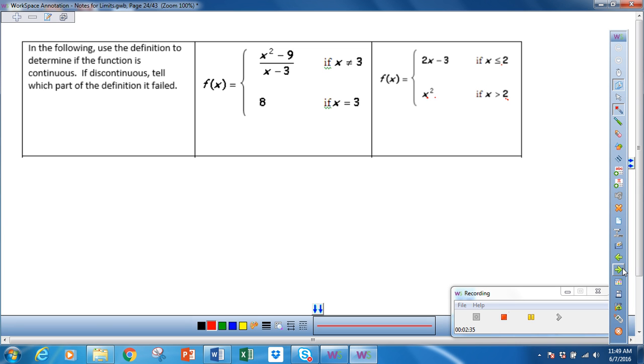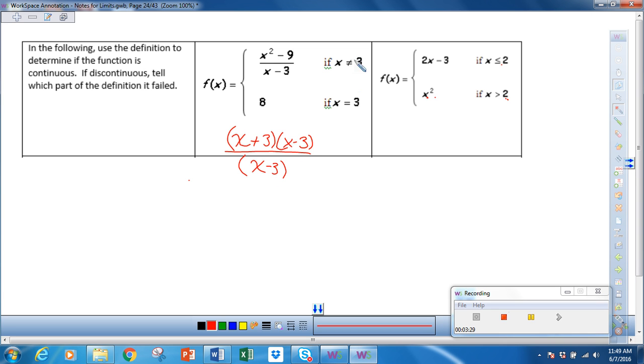Okay? So the first thing we notice is that in this first problem, x squared minus 9 over x minus 3, your little minds probably are already thinking that this has a hole at x equals 3. Why do we think that? Because if we factor, we get x plus 3, x minus 3 over x minus 3. Okay? So you're probably thinking, well, I know this is discontinuous because it has a hole.